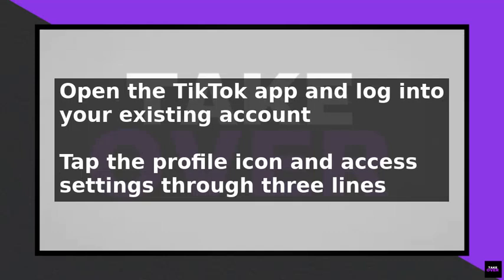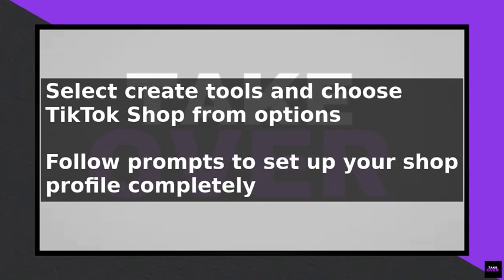To begin selling on TikTok, start by opening the app and logging into your account. Tap the profile icon, located at the bottom right corner, and then access your settings by clicking the three horizontal lines in the top right corner. From there, select the option to create tools and then choose TikTok Shop.